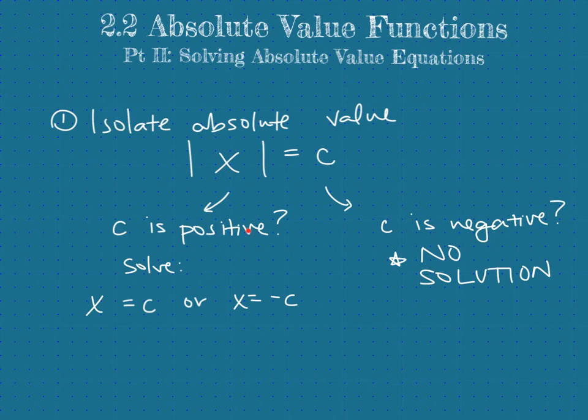Is that number positive? If so, you want to solve by letting what's inside the absolute value equal c, or let what's inside the absolute value equal the opposite of c. We had a potential of 2 solutions every time. If what's outside here, c, is negative, then we have no solution. So those are the steps for solving an absolute value equation.